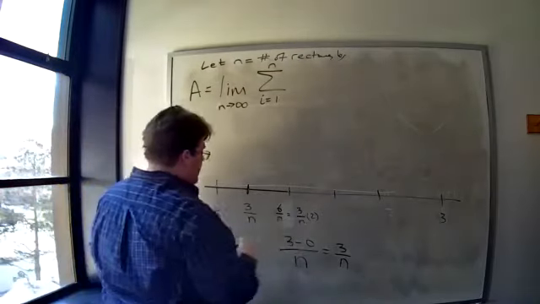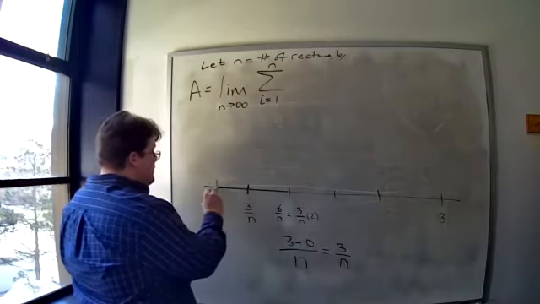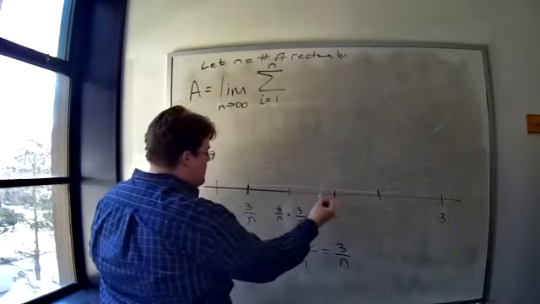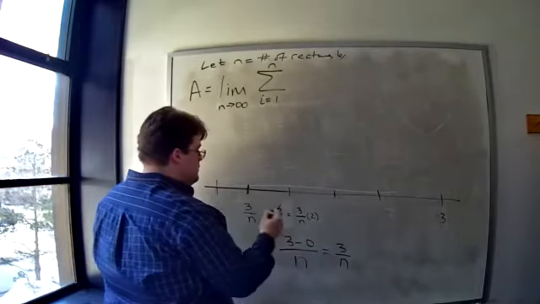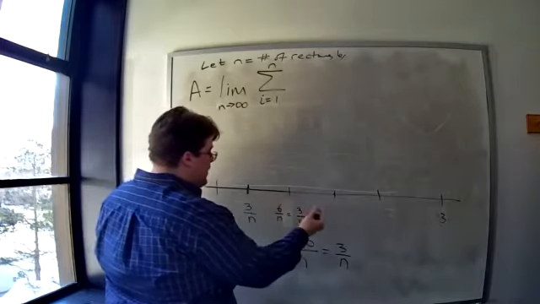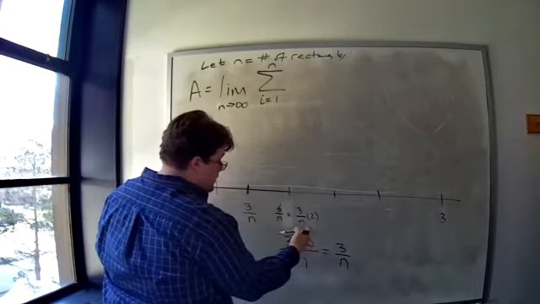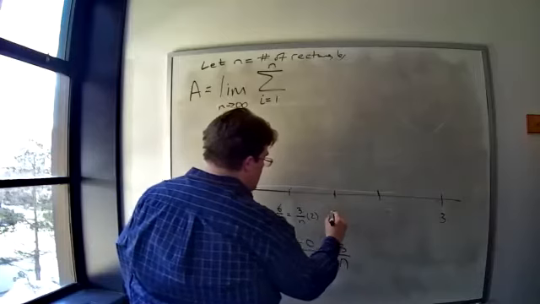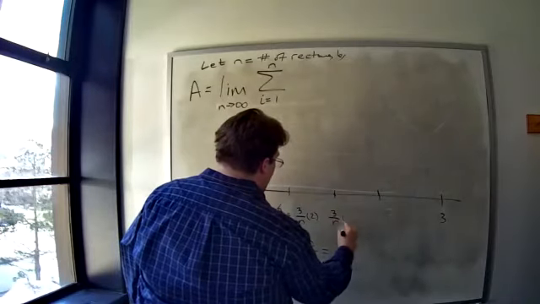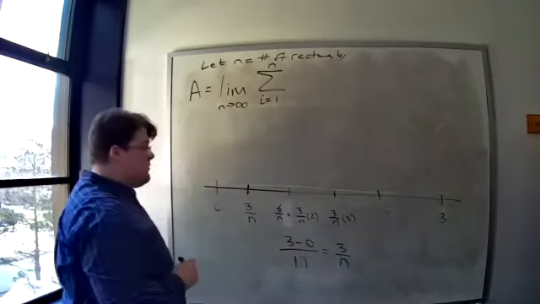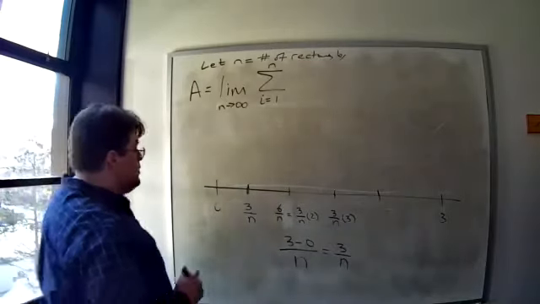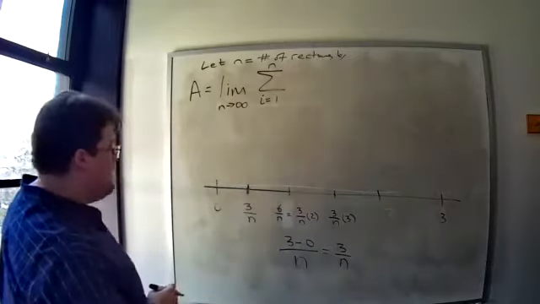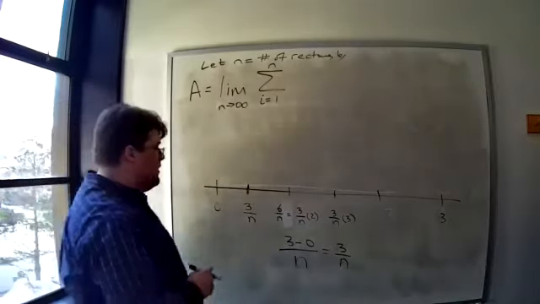So let's find the next x value. Well, here, 0 plus 3 over n, plus 3 over n, plus another 3 over n. So we went over 2 3 over n's to get here. The next one would be these 2 3 over n's and another 3 over n, which is 3 times 3 over n. It's 3 copies of 3 over n, which is also 9 over n, but that 9 might just get in the way.